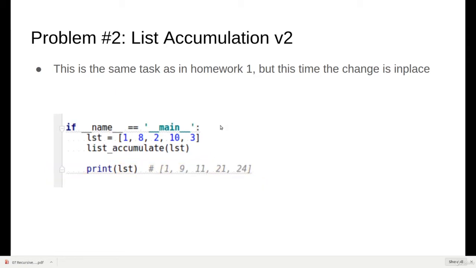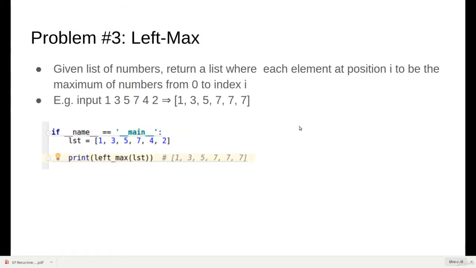In a similar way, in the list accumulation version 2, we also will change the task from returning a new list to an in-place change.